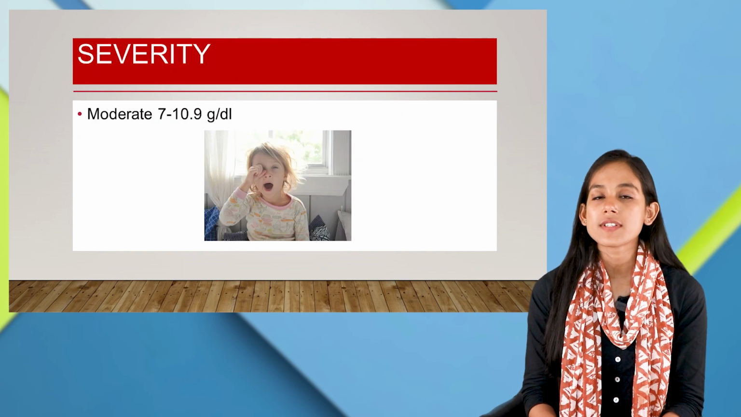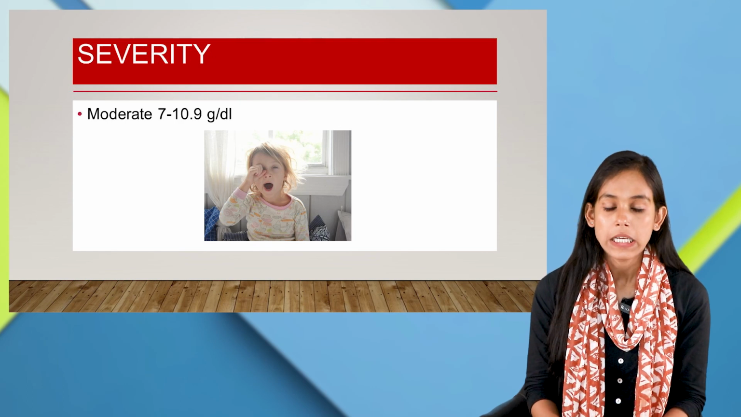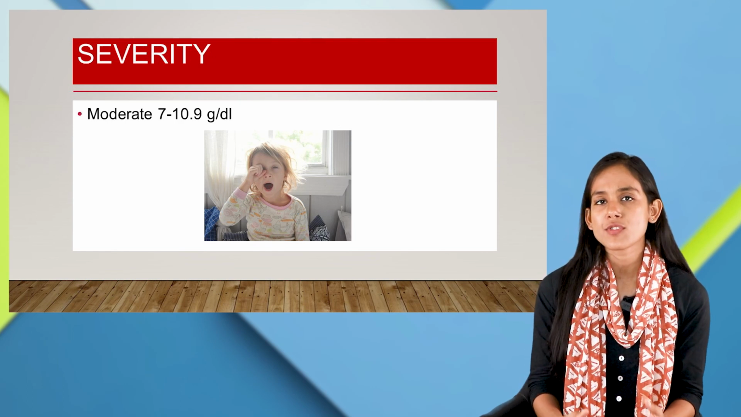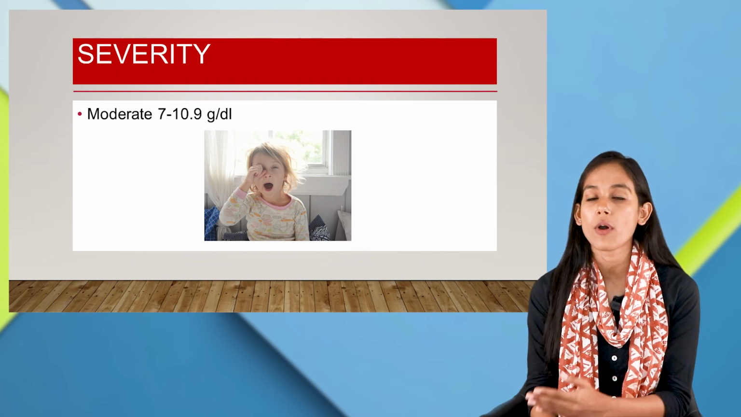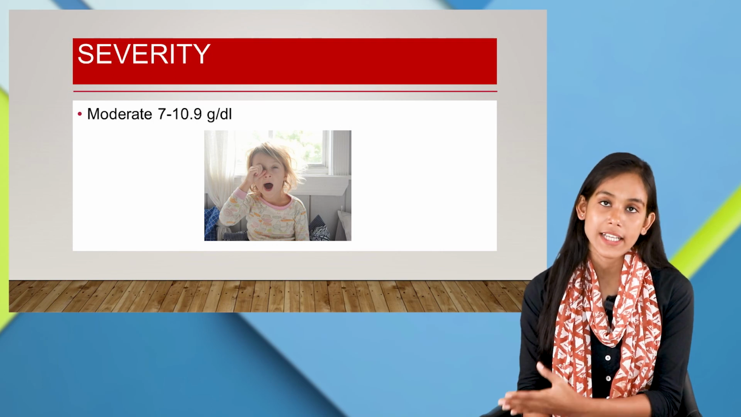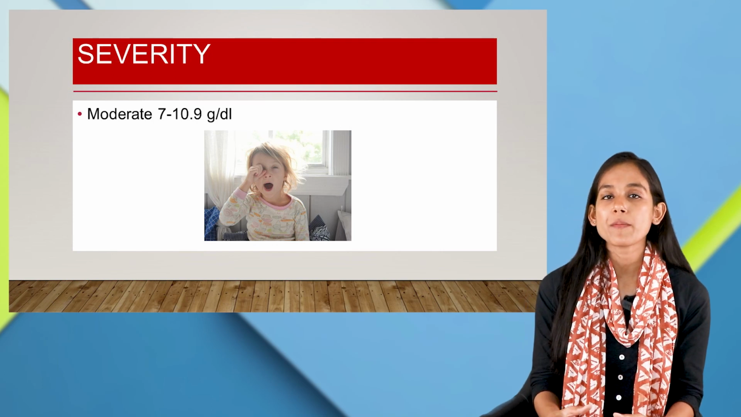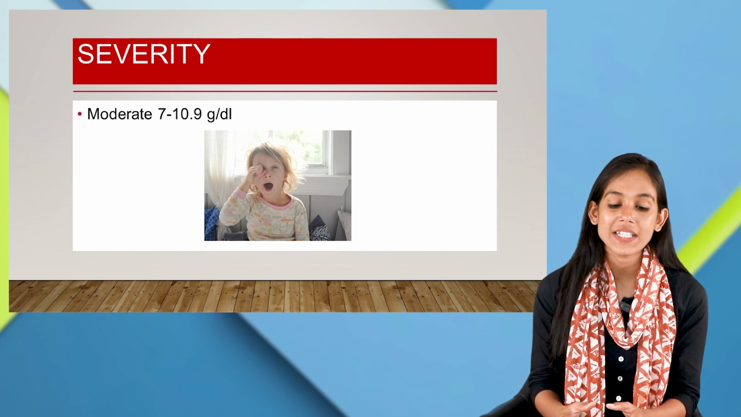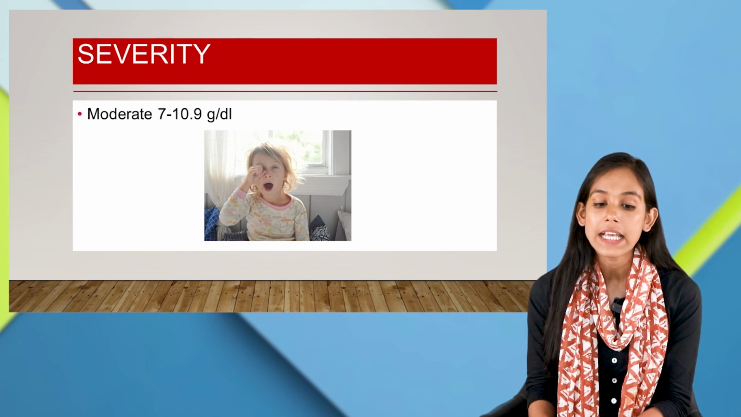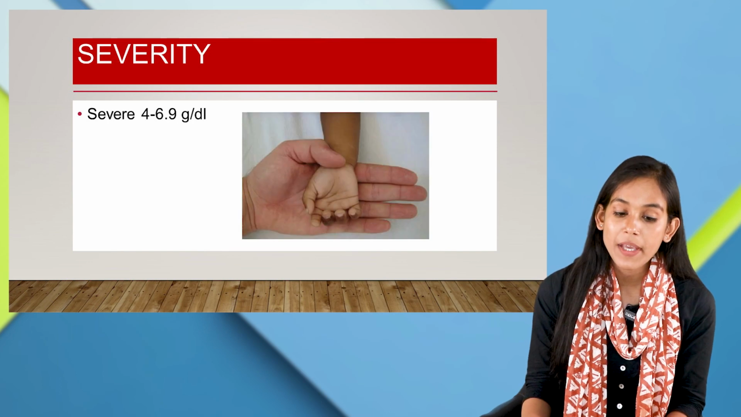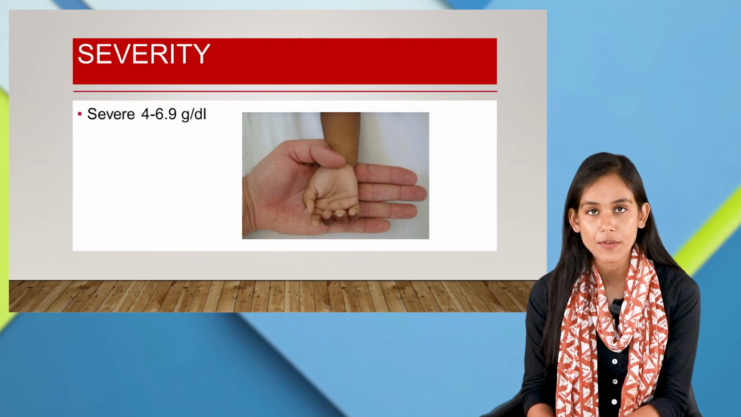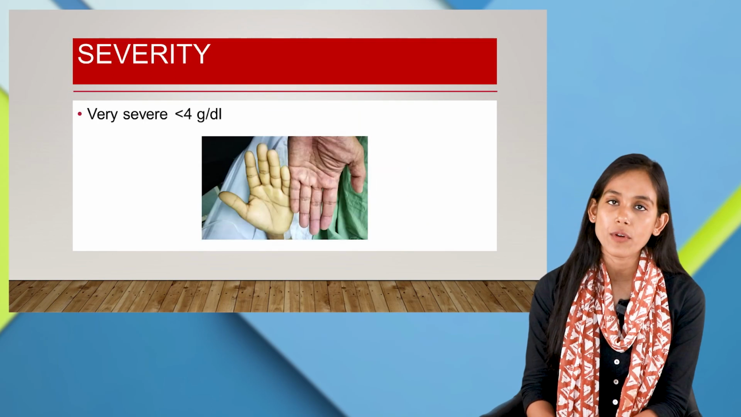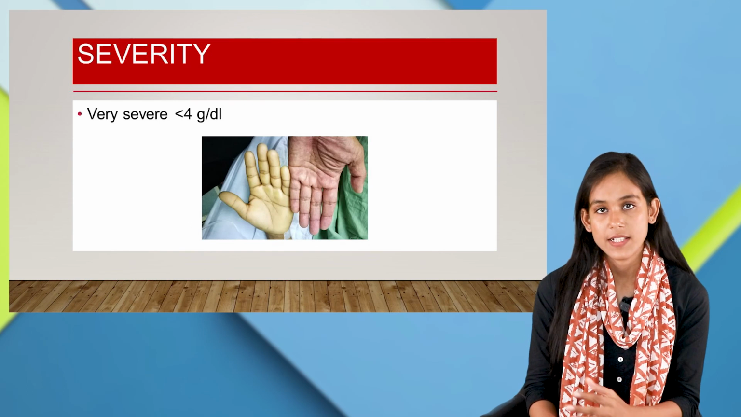Next, let us see what is the classification based on severity. Now, the hemoglobin concentration would definitely tell us how severe the anemia is, right? So, it starts from moderate to severe and then very severe. If the hemoglobin concentration is between 7 to 10.9 gram per dl, in that case, we call it moderate anemia. If it is from 4 to 6.9 gram per dl, then it is a severe case of anemia. And if it is less than 4 gram per dl, then it is very severe. So that's all about the classification.